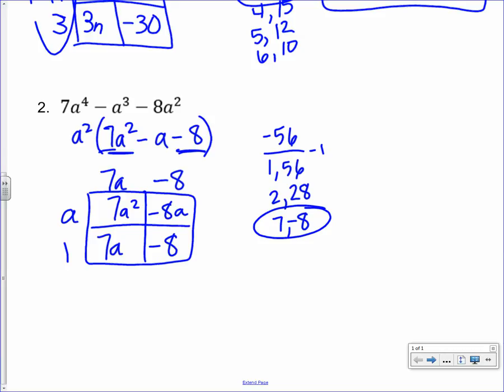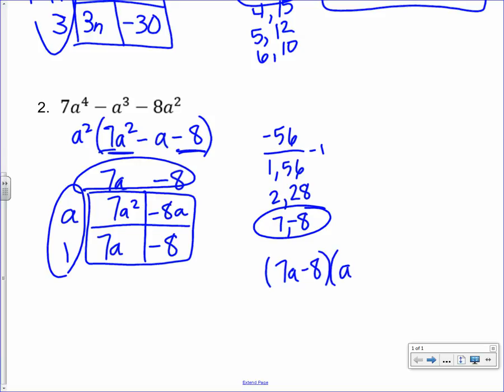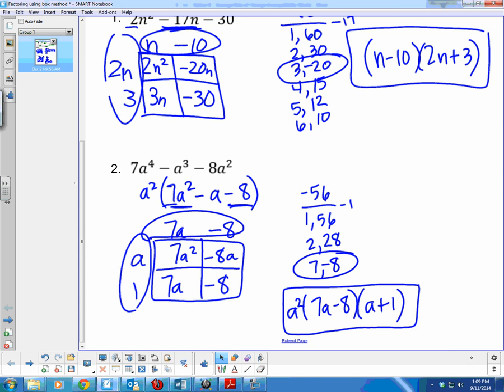And then we write here are the factors. So then we have 7a minus 8 times a plus 1. Oh, yes, you leave that a squared in your answer. Thank you, Savannah. Questions on that right now? Okay.